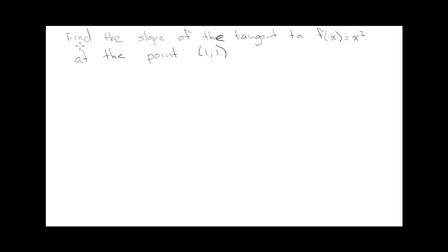Okay, so here's our example. We're going to find the slope of the tangent to this curve, f at x equals x squared, at the point 1, 1.